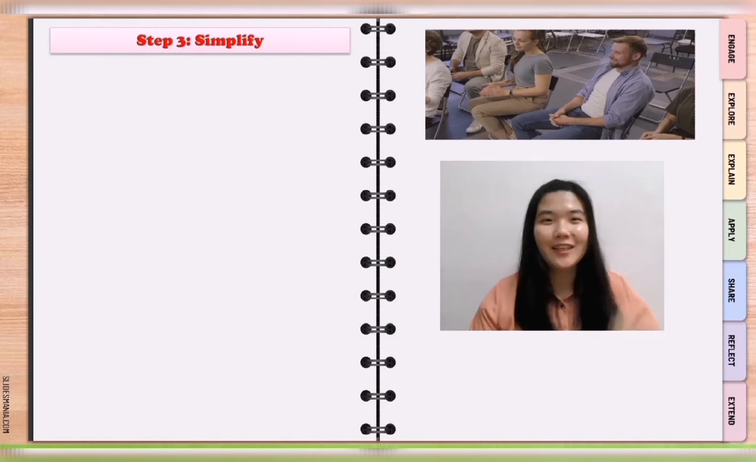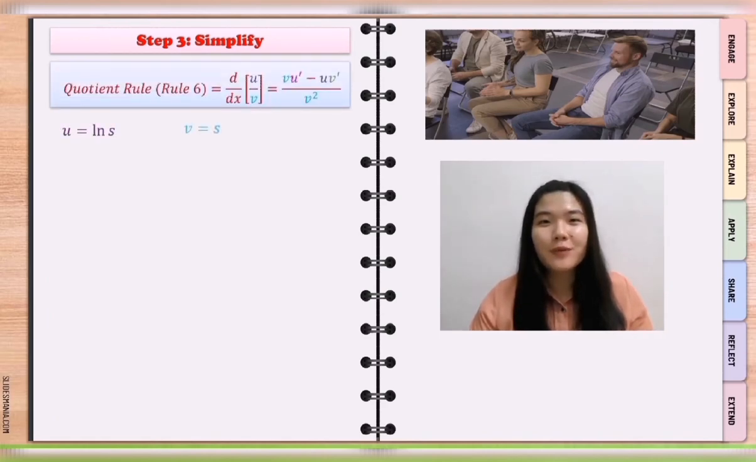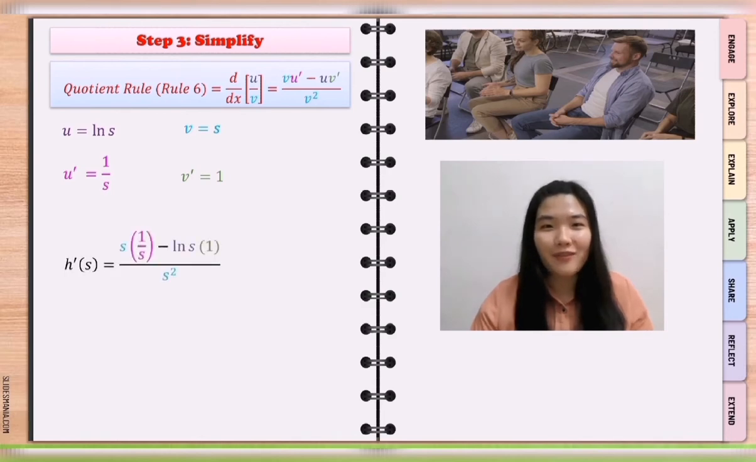Step 3. Simplify. After we find the values of U, U prime, V, V prime, we just need to put those values into the formula. Therefore, the question will become like this: s times 1 over s minus ln s times 1 divided by s squared. After that, we need to simplify it.